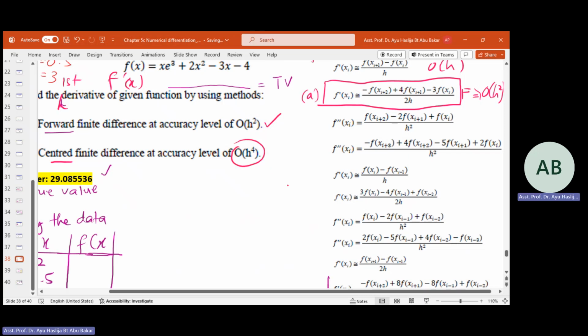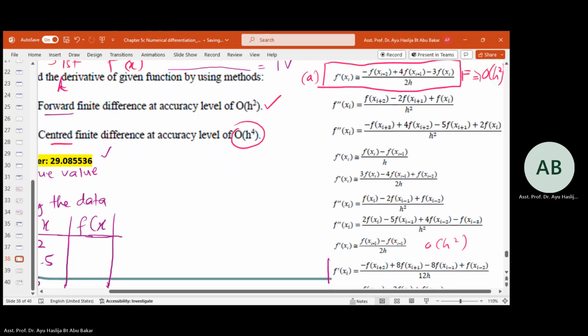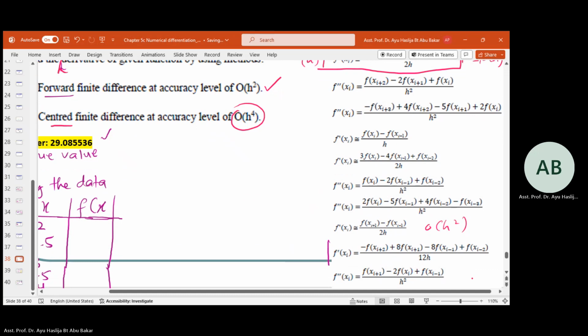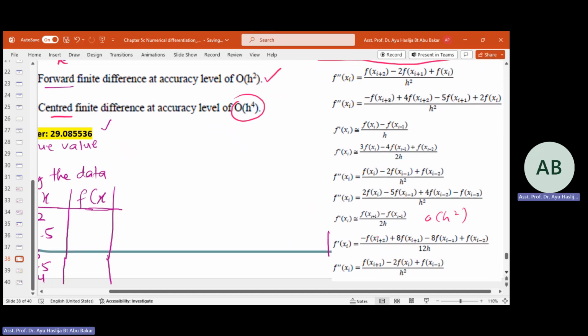Now find f prime x. Centered, it involves minus and plus. Okay, both. This is minus, minus. This is backward. Plus, minus. This is centered, but O(h^2), first level. Okay, this involves plus and minus. Centered at O(h^4). This is the one that we need.